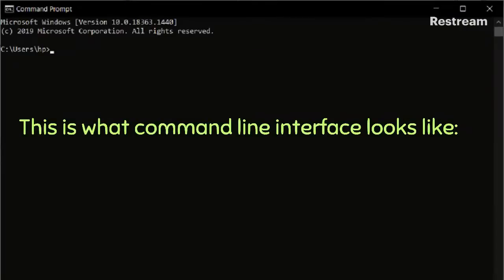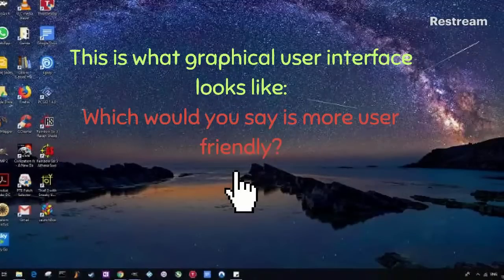Now, this is an example of what a command line interface looks like. You may have accidentally pressed a key on your keyboard and seen this before. Okay, now this is what a graphical user interface looks like. So which one would you say is much more user-friendly? And which one would you say also has more user control?